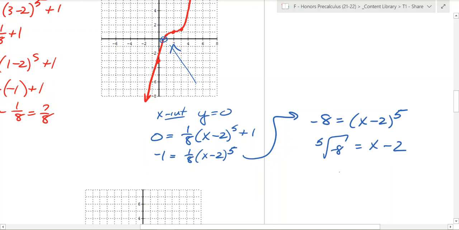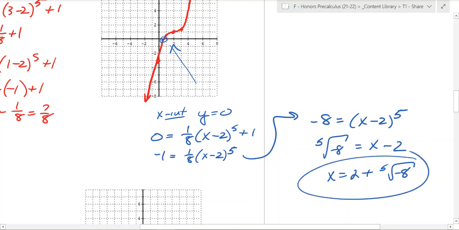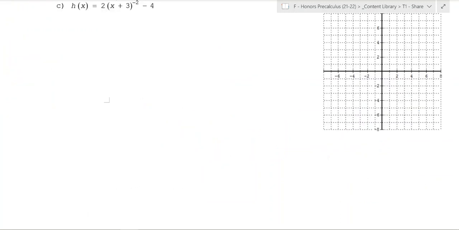So then you add 2 to both sides, and you get x is equal to 2 plus the 5th root of negative 8. And the reason it's just plus is because this will come out to be negative. There's only one 5th root of negative 8. There's only one 5th root of any number. It's an odd root. There's one answer. So if you plug this into your calculator, you'll get the x value right there. You can't do 5th roots by hand. If you want more practice, definitely do this one on your own.